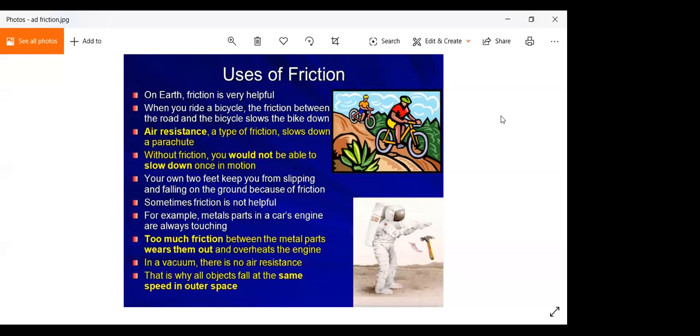Sometimes friction is not helpful. These are the disadvantages of friction. For example, metal parts in a car engine are always touching. Too much friction between the metal parts wears them out. Wear them out means they get damaged, wear and tear, and overheats the engine. Friction produces overheating. In a vacuum, there is no air resistance. That is why all objects fall at the same speed in outer space.